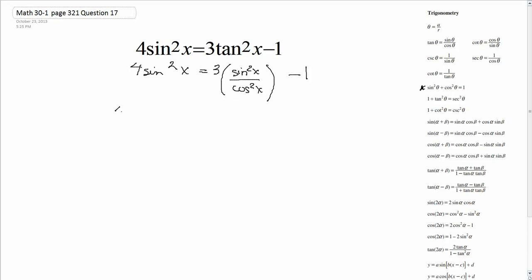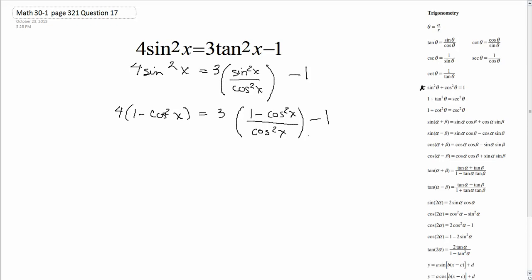So I'm going to replace both of my sine squared x with 1 minus cos squared x. So this becomes 4 times 1 minus cos squared x, equal to 3 times 1 minus cos squared x all over cos squared x, minus 1. And I know that looks a little more complicated, but at least now all we have is the cosines, which is exactly what we're looking for.